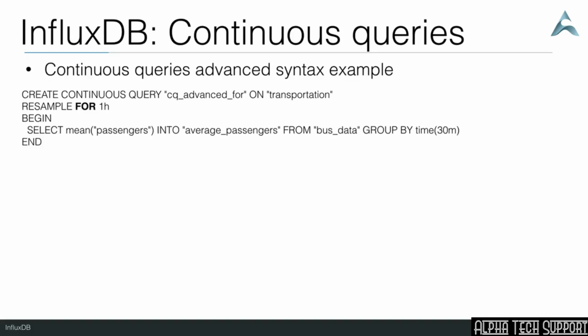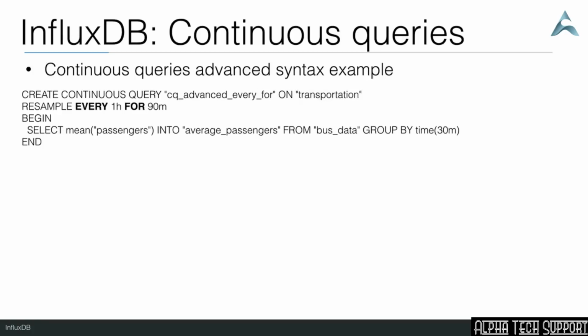Notice that CQ_advanced_for will calculate the result for every time interval twice. The CQ calculates the average for the 7:30 time interval at 8 a.m. and at 8:30. And it calculates the average for the 8 a.m. time interval at 8:30 and 9.